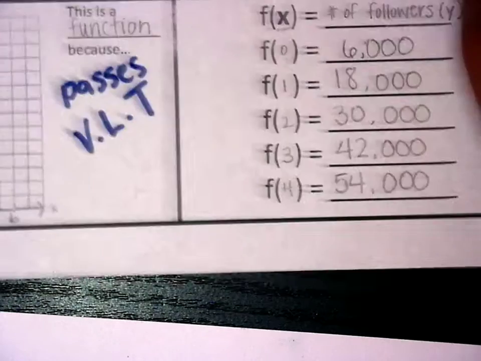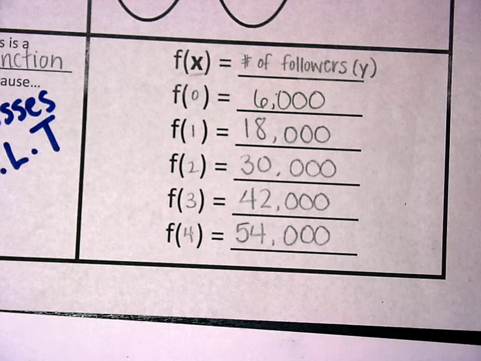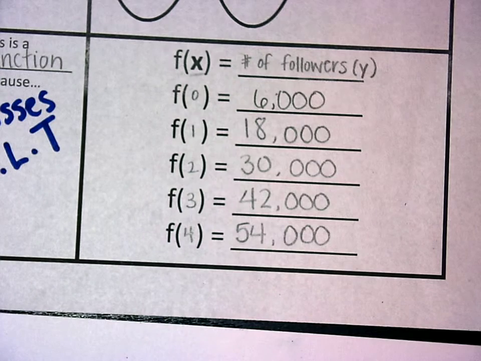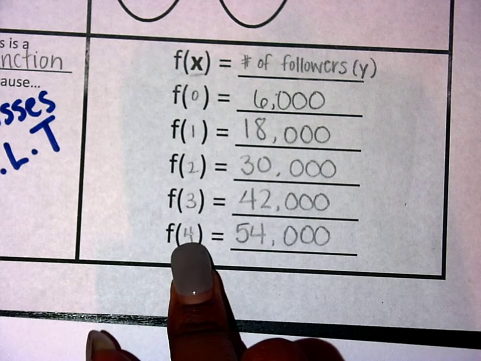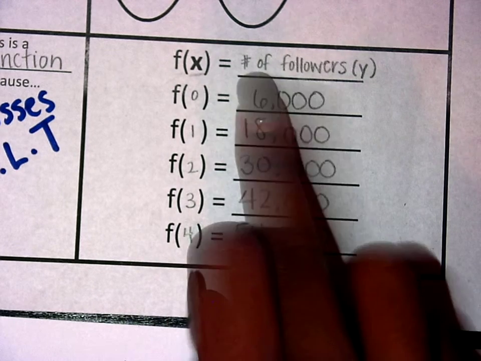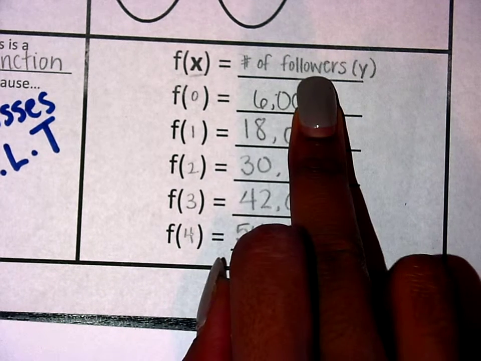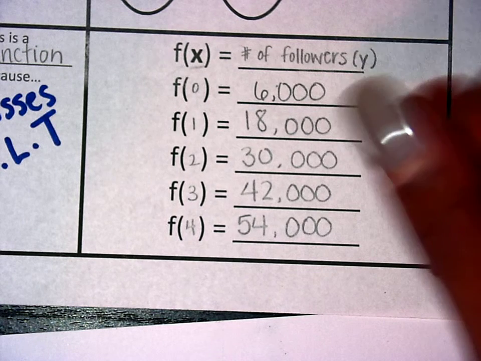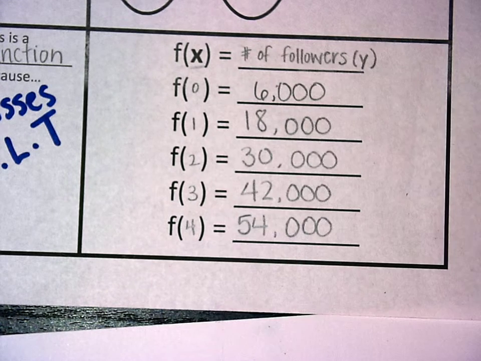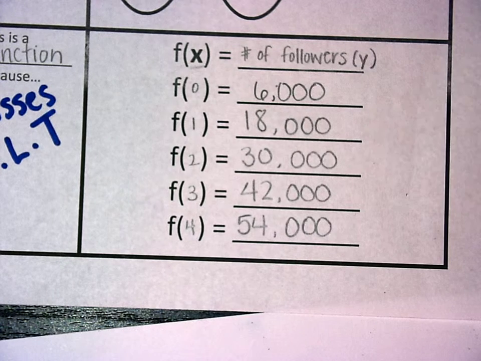And my last square, which is function notation, now I'm just stating what I'm inputting and what I'm getting out. So whenever I input x, which represents time since 2000, I get out y, which is my number of followers. So if I input 2 into the function equation that I wrote, my output would be 30,000.